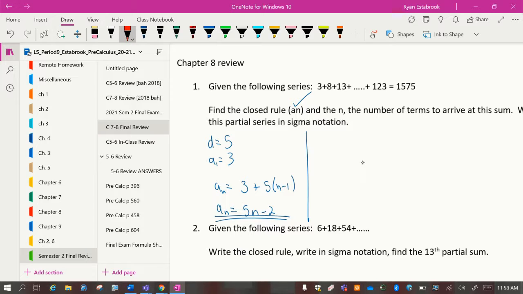Then it says, find the closed rule, and then find n, the number of terms used to arrive at the sum. So we have our first term, our second term, our third term. This is the nth term. We want to know what term that is. Is that the 5th? Is it the 20th? Is it the 100th? We have to figure out what term number that is. So set the expression equal to 123 and solve for n. Figure out what term number this is.